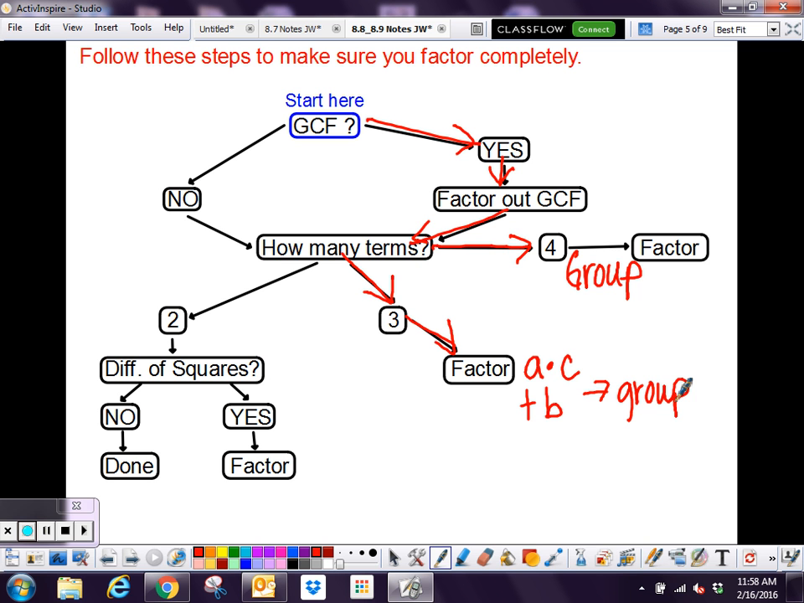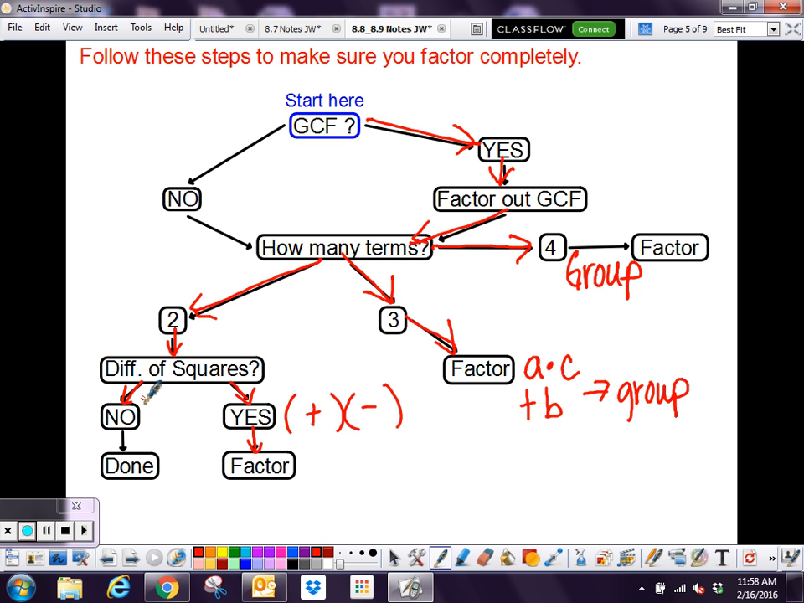If, after you factor out a GCF, there are 2 terms, you are going to check to see if it is a difference of squares. If it is, you're going to factor that. Remember, 1 is going to be plus, 1 is going to be minus. If it is not a difference of squares, then you are done. Because remember, we already took a GCF out.